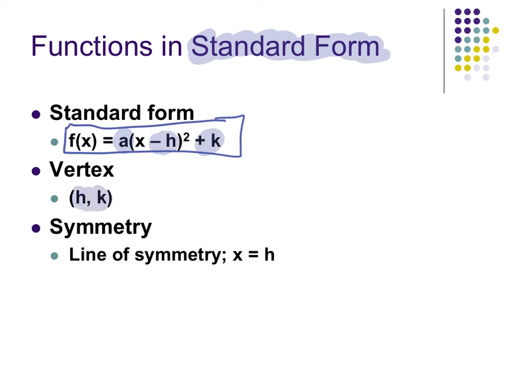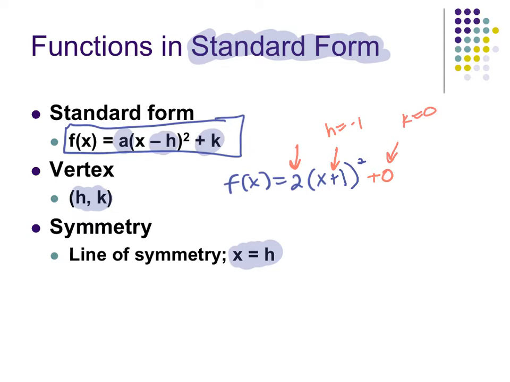Your vertex is (h, k) because that's your X shift and your Y shift. And your line of symmetry is x equals h. So if I had f of x equals 2(x plus 1) squared, this doesn't impact my vertex or my line of symmetry. The plus 1 means my h is negative 1 because it's always the opposite sign. There's nothing on the outside, so that'd be plus 0. That means k is 0. So my vertex is negative 1, 0, and my axis of symmetry is x equals negative 1.